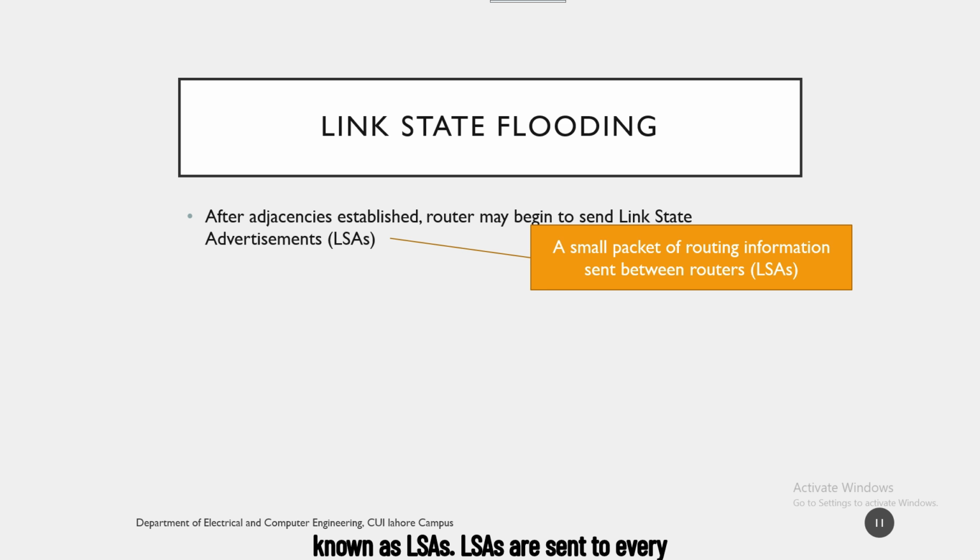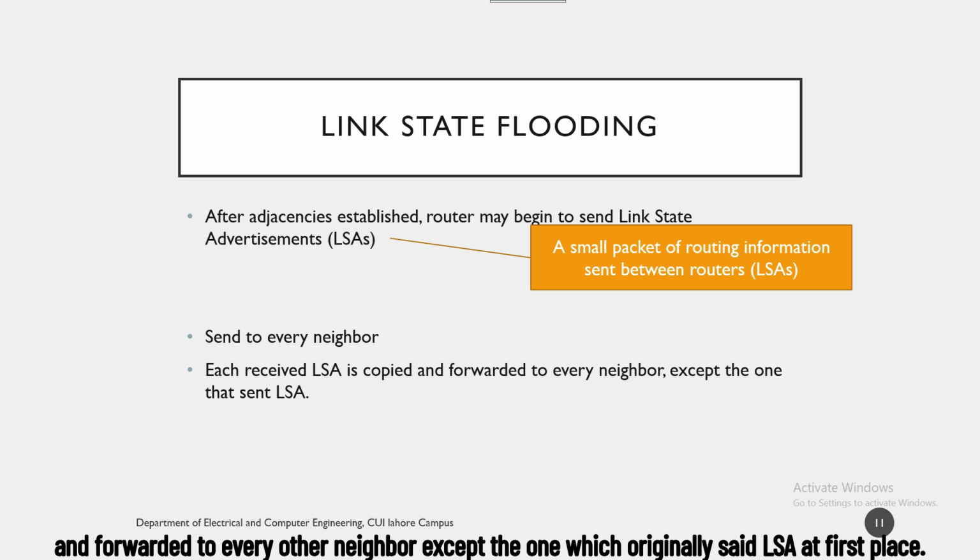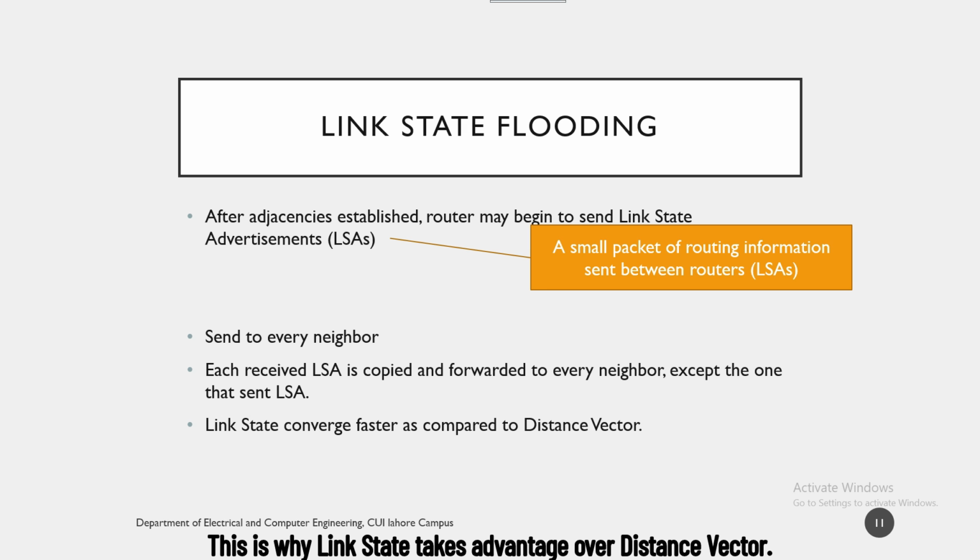Link state advertisements are sent to every neighbor, and once received, the LSA is copied and forwarded to every other neighbor except the one which originally sent the LSA in the first place. This is the source of link state's advantage over distance vector. For the same reason, it converges faster than distance vector.